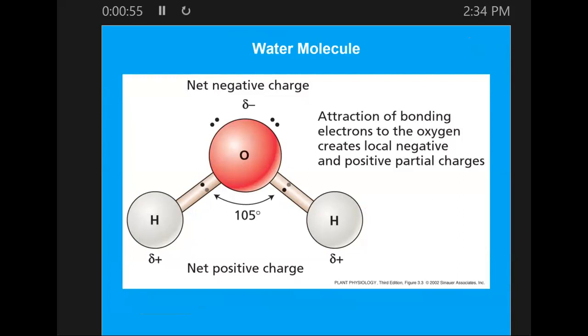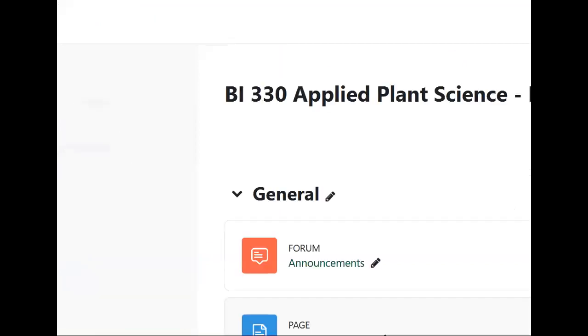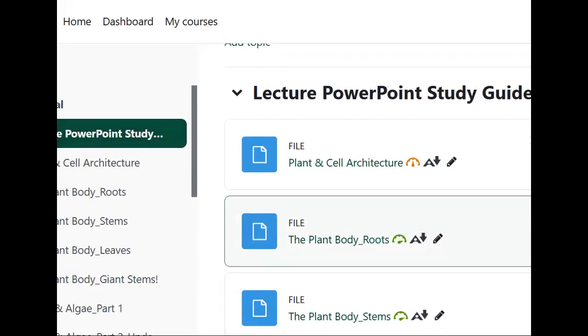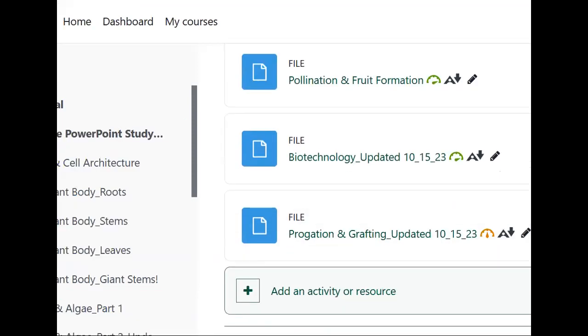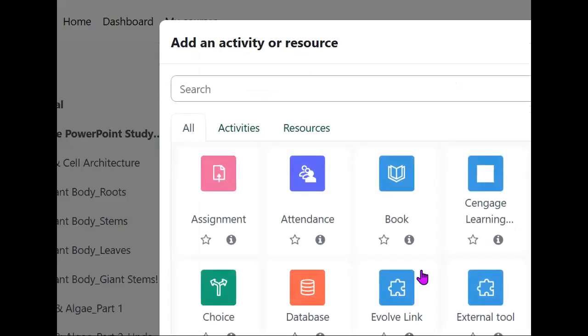Well, let's get that in there. So we're going to dip down into the water, or I mean into the soil, and think about water in the soil. That's the first thing we're going to do.